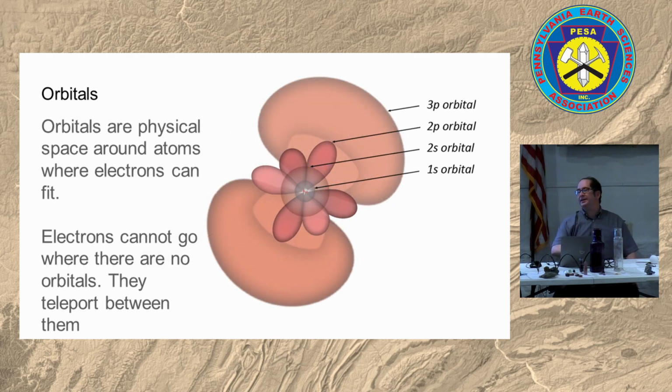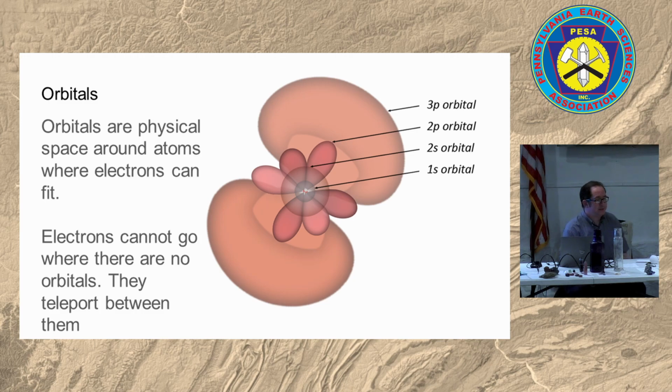So this is an actual atom. We have our super tiny nucleus, and that's big for a nucleus, by the way. And around that nucleus, we have things that are known as orbitals. Each of these lobes that you see there is an orbital. Orbitals are literally physical spaces that you can stick electrons in around the nucleus of the atom.